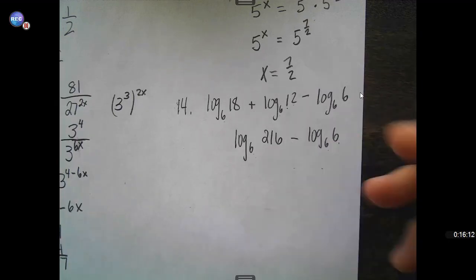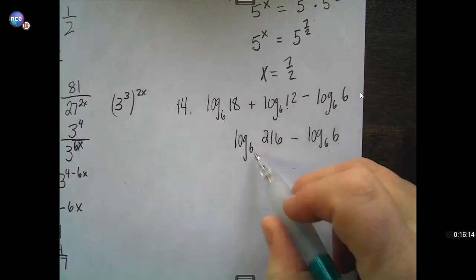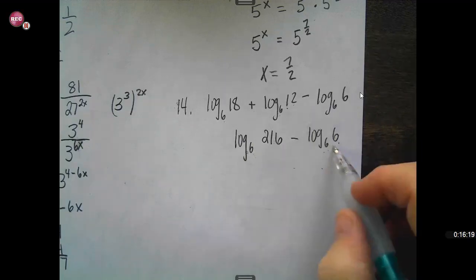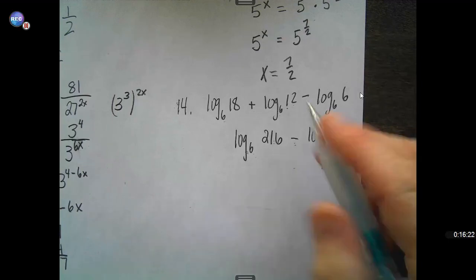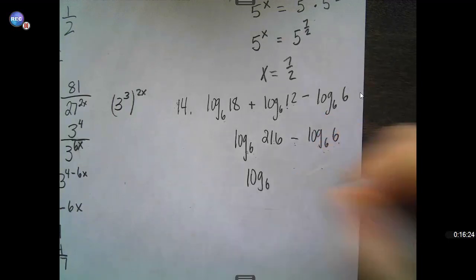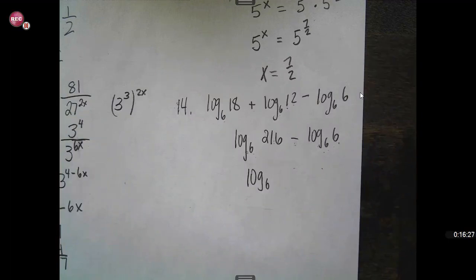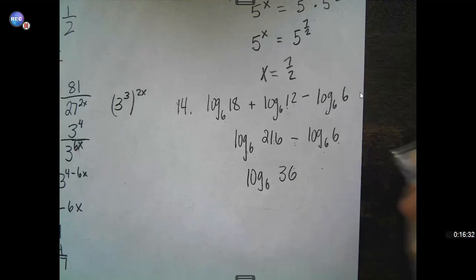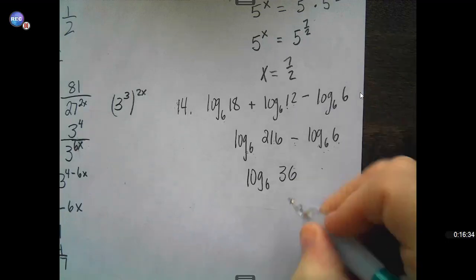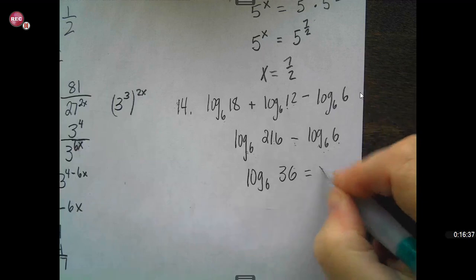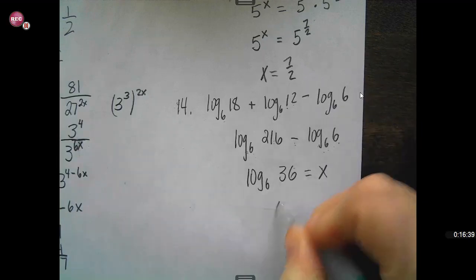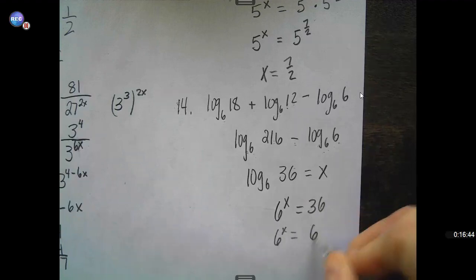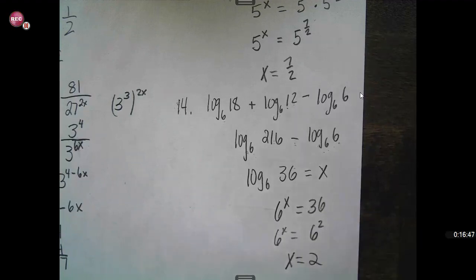Or I could apply the other law of logs, which says that if I have taking the log with the same base, two different numbers, I can divide those numbers if I'm subtracting. So I can make this log to the base 6 of 216 divided by 6, which is 36. And I know that that's going to be 2. I know it's going to be 2 because I set it equal to x. So 6 to the x power equals 36. 6 to the x power equals 6 squared. X equals 2.